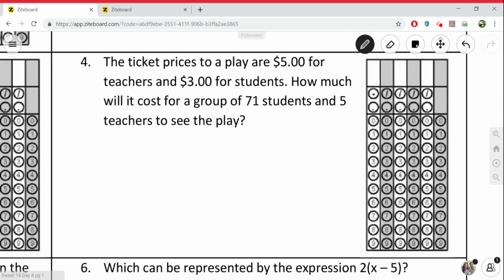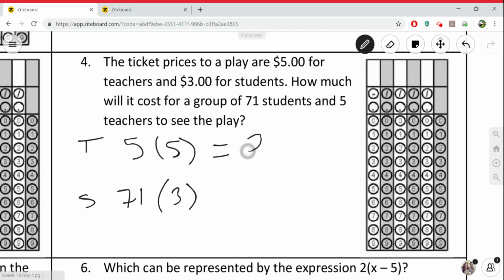Question number 4 says the ticket prices to a play are $5 for teachers and $3 for students. So I've got my teachers, I have my students. And it's $5 and says how much will it cost for a group of 71 students? So that's 71 students and they're $3 each. And then I have 5 teachers and they're $5 each. And so if I do 5 times 5, that gives me $25.